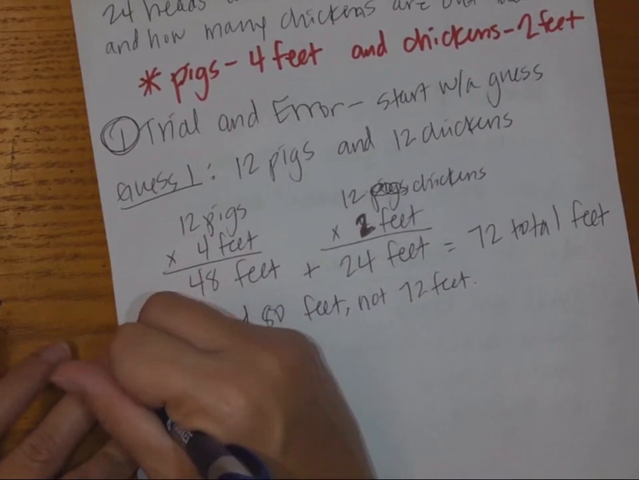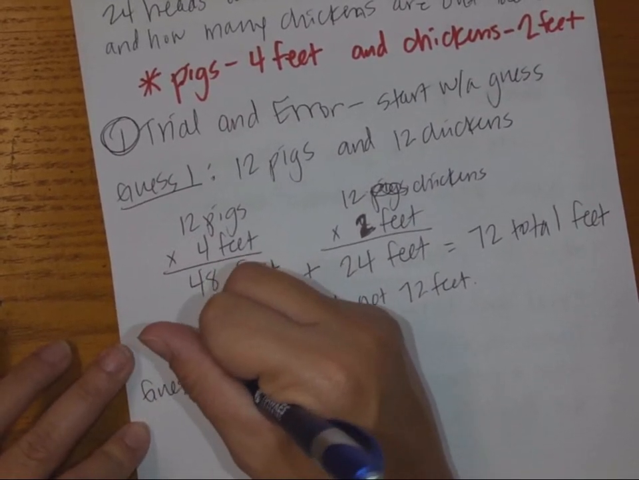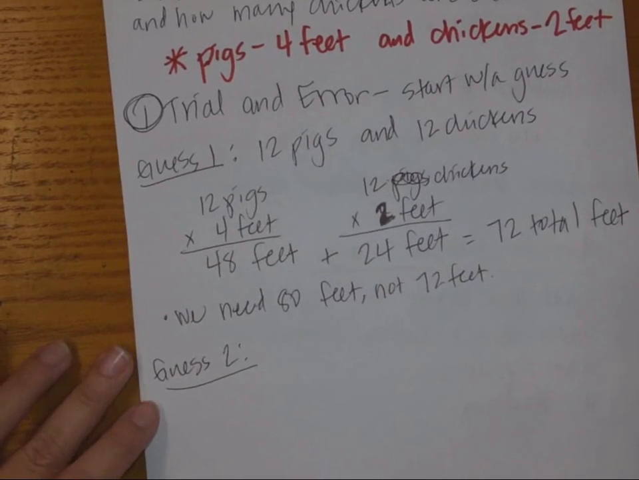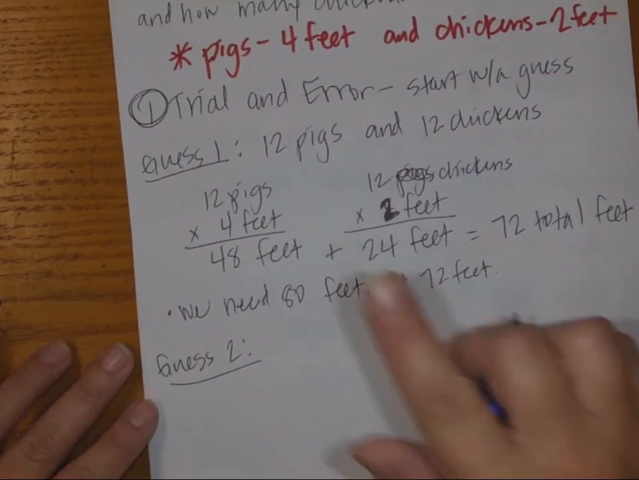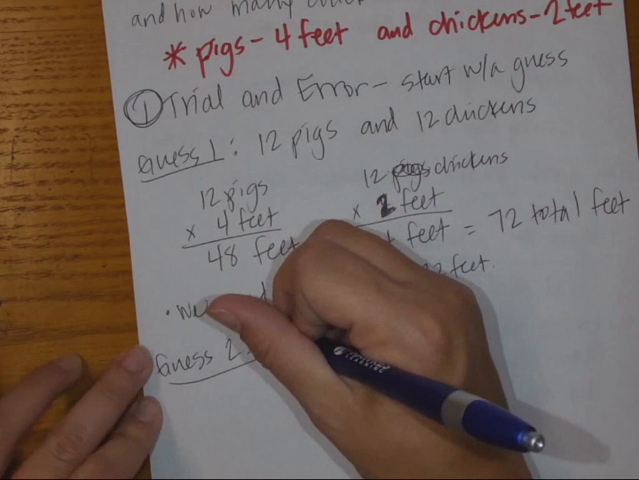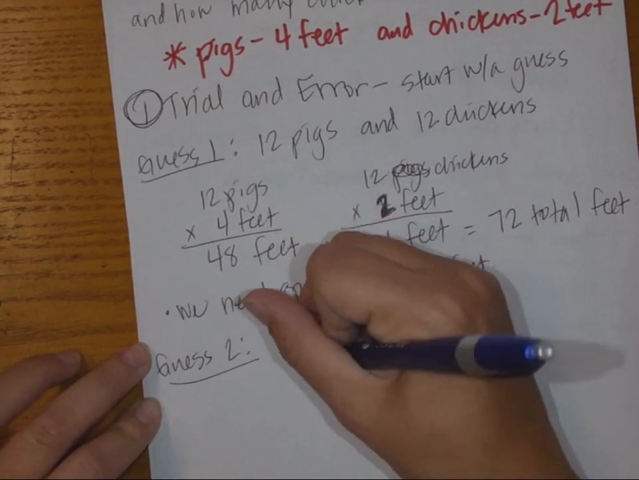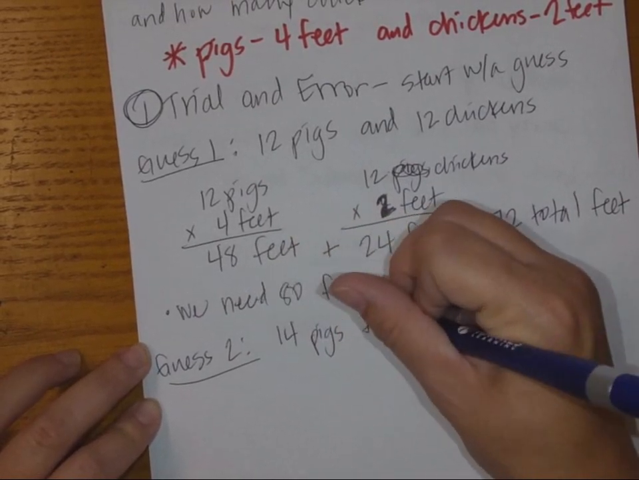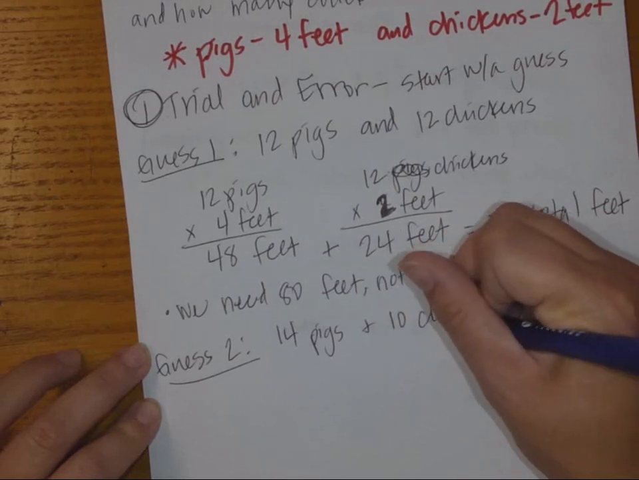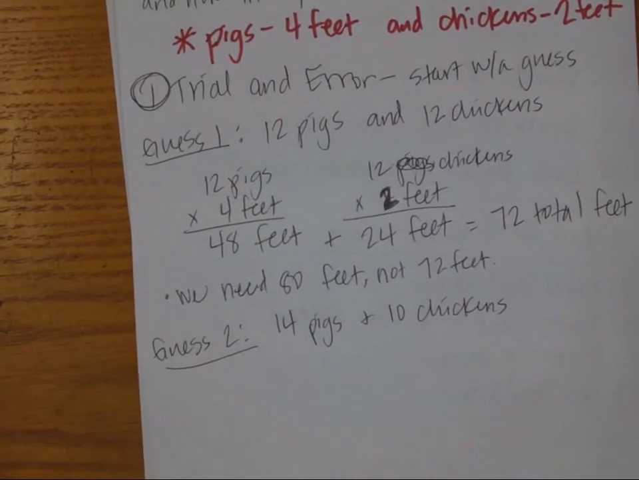Okay, so I'm going to do guess number 2. Let's say instead of 12 pigs and 12 chickens, let's say 14 pigs and 10 chickens. So this is another part that they have to be able to know.